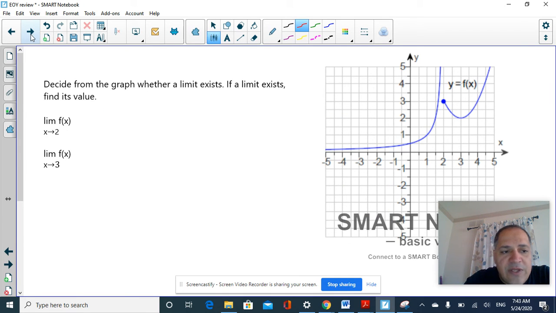We are looking to find the limit of f of x when x approaches 2. If you look at this function as x approaches 2, from the left it's going to what? Yes, if you look at your function, going to infinity. From the right, going to what? Yes, going to 3. So from the right, approaching 3. So the limit doesn't exist.